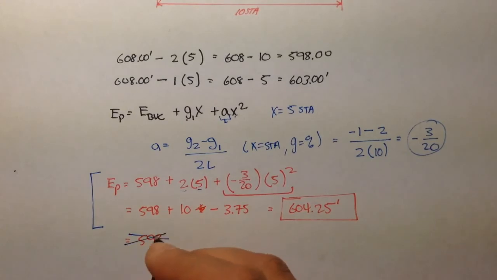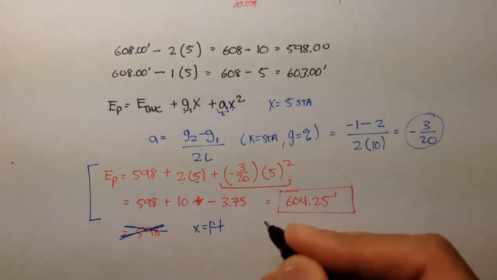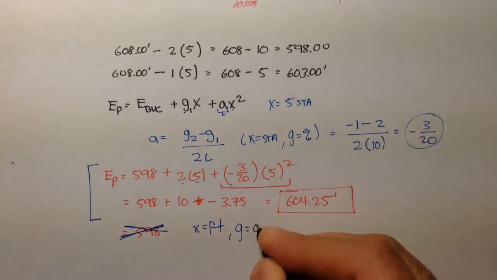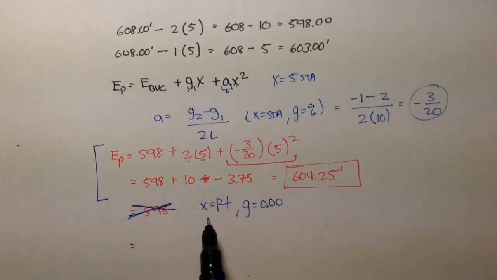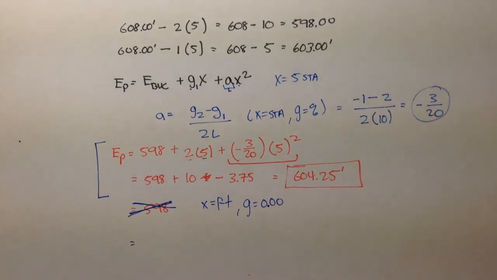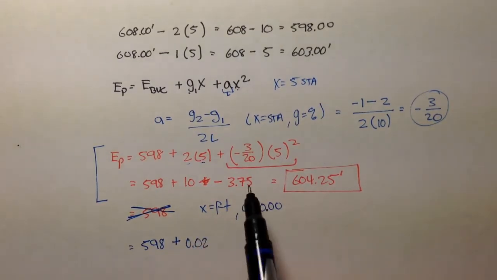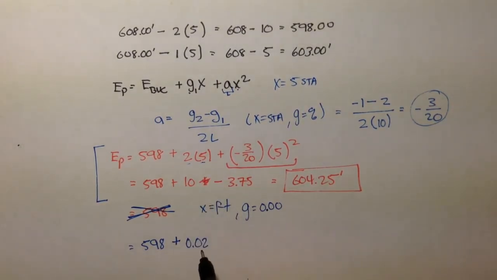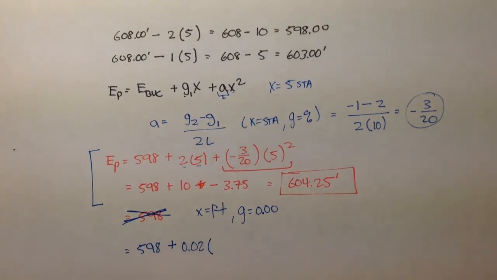Let's say we wanted X in feet and we wanted the grade in decimal, right? So let's plug it in as X is in feet, and the grade is in decimal form. We still have the 598. That doesn't change. That's your elevation. Plus 0.02, right? 2% divided by 100 gives you 0.02. That's its decimal form. And then remember, from stations to feet, you would simply multiply X by 100.